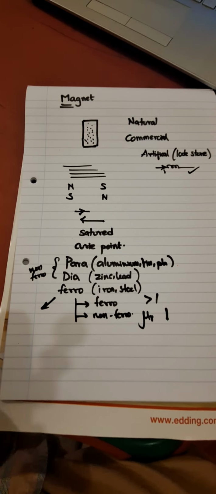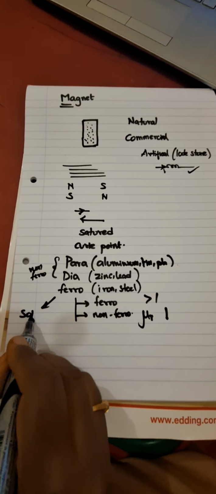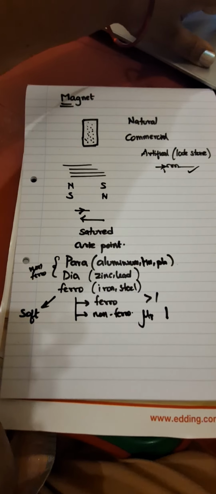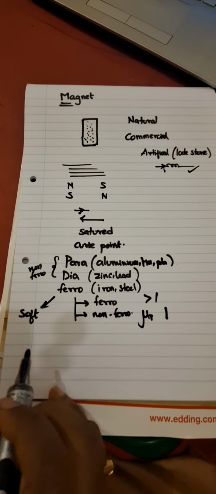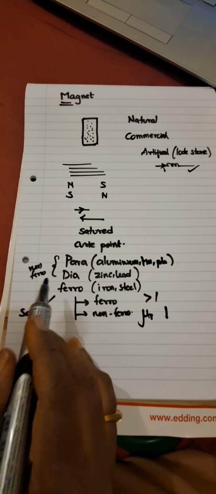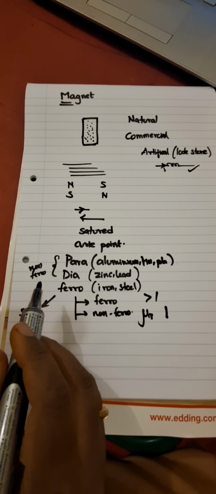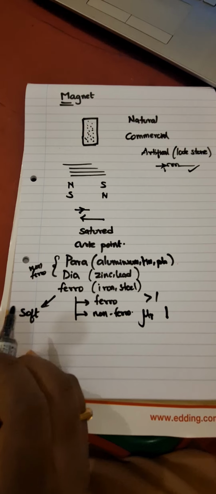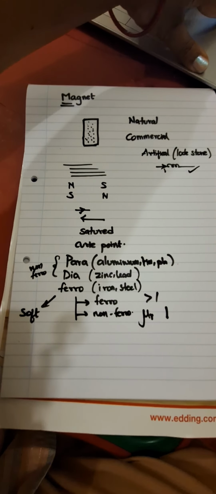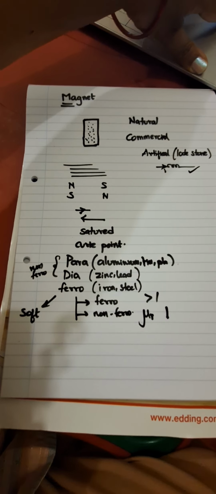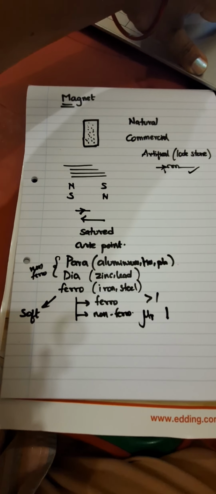Okay, so in ferromagnetic materials again we have soft ferromagnetic materials and hard ferromagnetic materials. Soft ferromagnetic materials have extremely small hysteresis, and hard ferromagnetics have a low permeability and very high coercive force. So these are the types of soft and hard ferromagnetics we have.